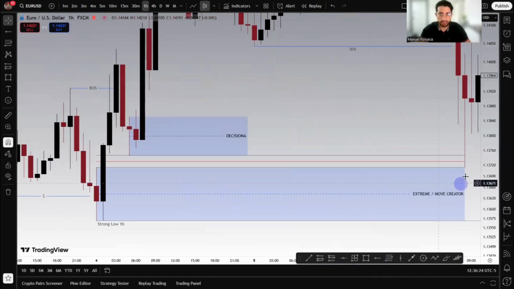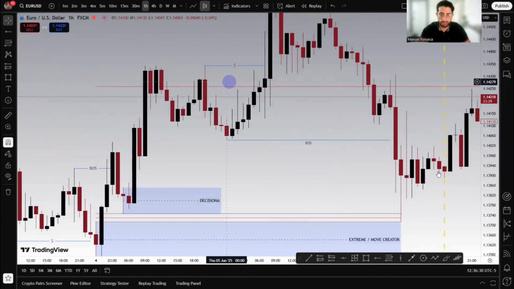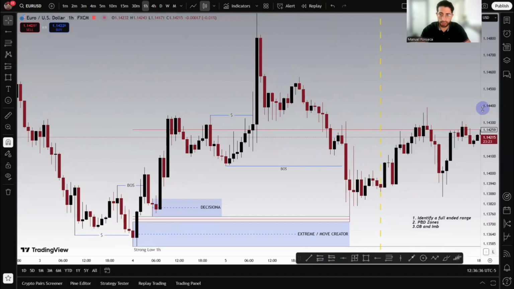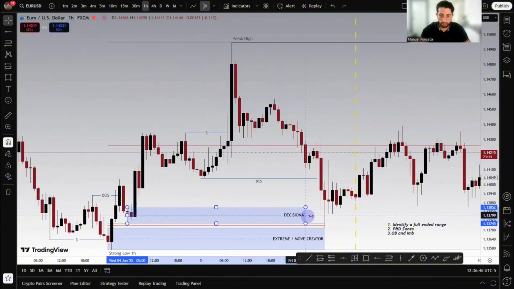As simple as that. Now, is this decisional under the 50% of the range? Yes, it is. Look, under the 50%. So if we just put this up, we will see the next.